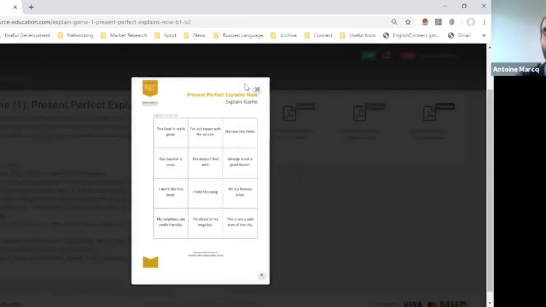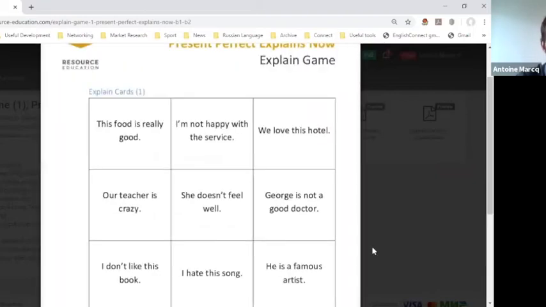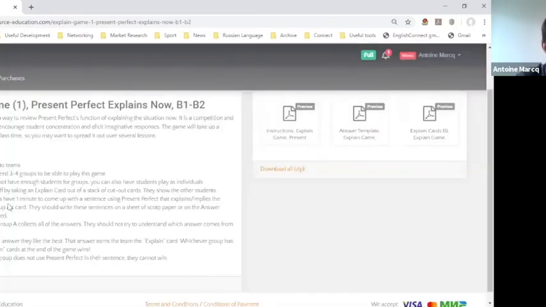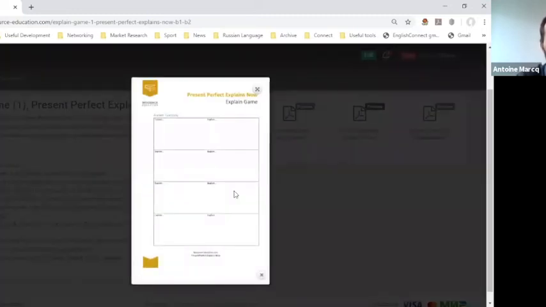Number 1, the food is really good. The other groups have 1 minute to come up with a sentence using present perfect that explains or implies the situation on Group A's card. They should write these sentences on a sheet of scrap paper or in the chat or in the answer template. We provide you with an answer template as well.